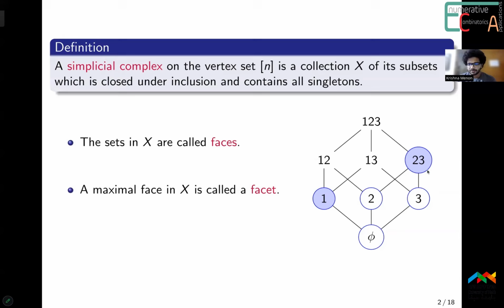So for example, over here on the right, I have circled certain elements of the Boolean poset. And they form a simplicial complex, basically because below any circled element, everything is circled. And the highlighted ones, that is the singleton set 1 and the set that contains 2 and 3, are the facets of this simplicial complex.